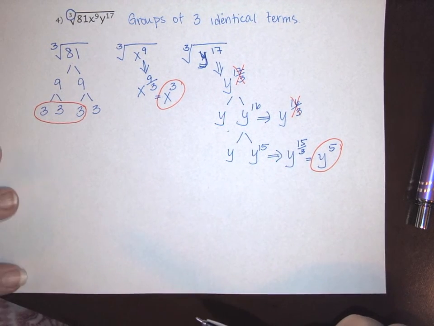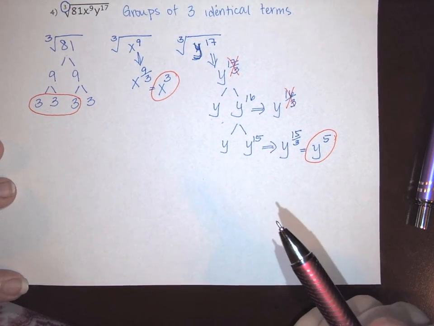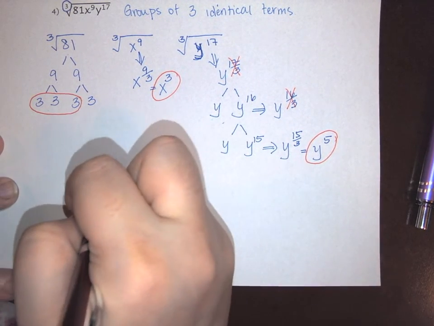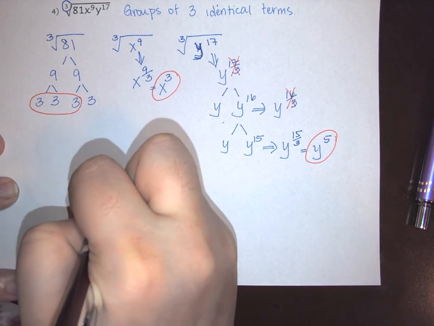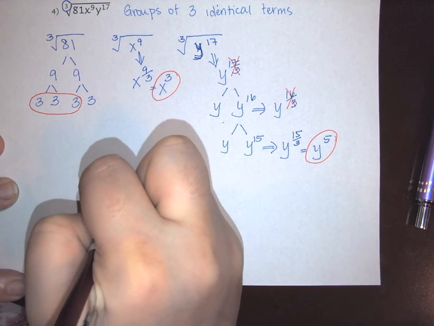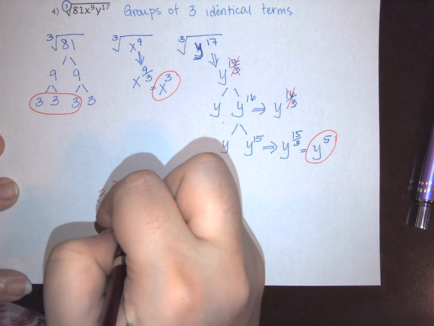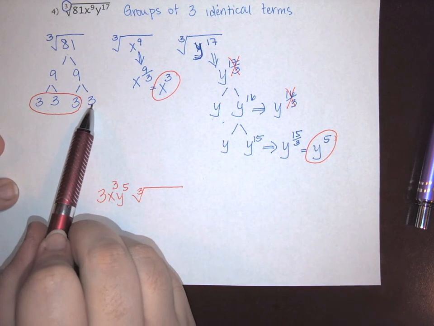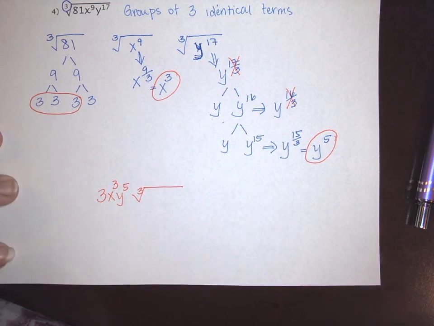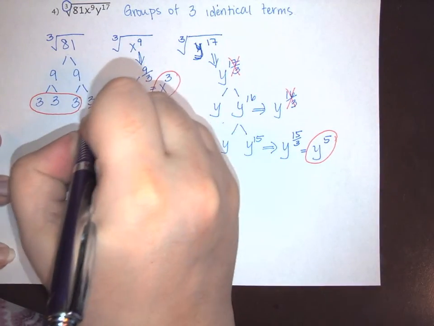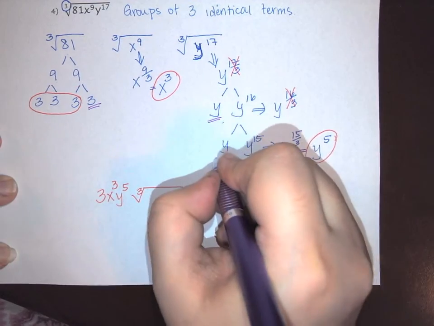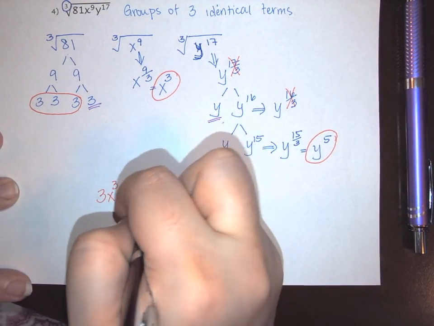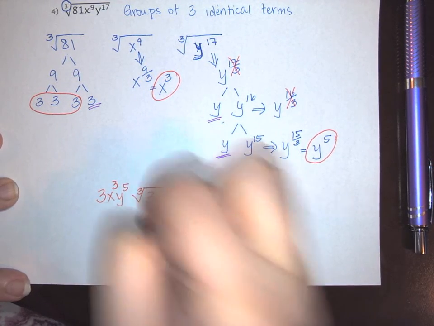So now the only thing that's left to do is to put it all together. So the things that are in the circles are what's on the outside. So we have 3 x cubed y to the 5th. We then have the cubed root, and the things that were left behind are right here. So we have the 3, and we have the y, and we have the y. So those are what were left behind. So in this case, we have 3y squared.